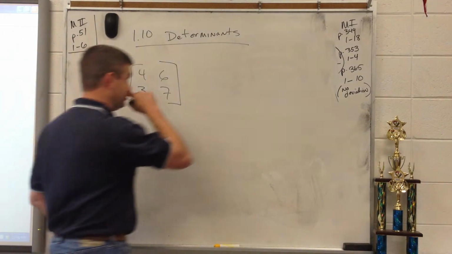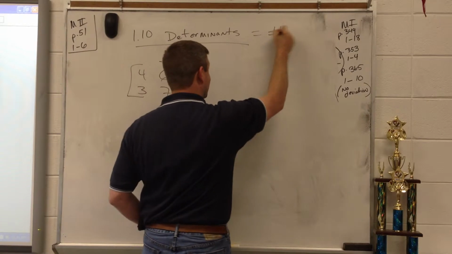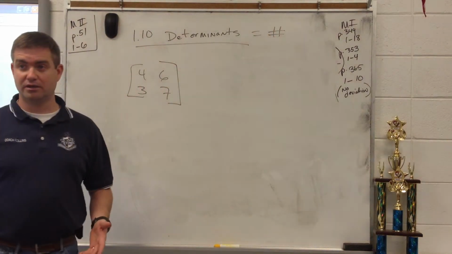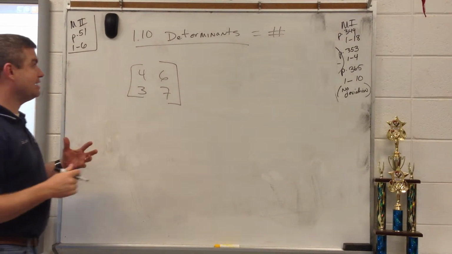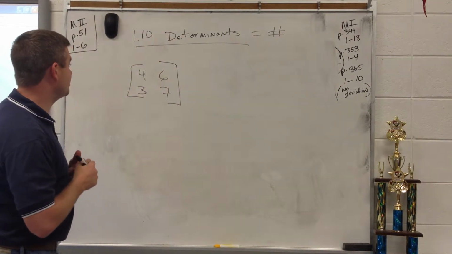The first thing that you need to understand is the determinant is just a number. 579 or negative 12 or 22. The determinant is just a number. It's not a matrix. Everything we've done up to this point, the answer has been a matrix. So we're finding a number.